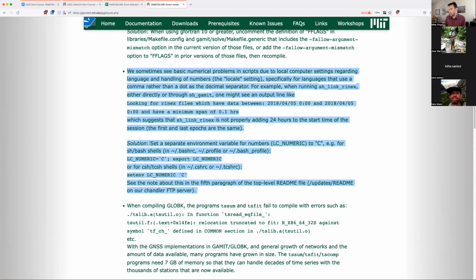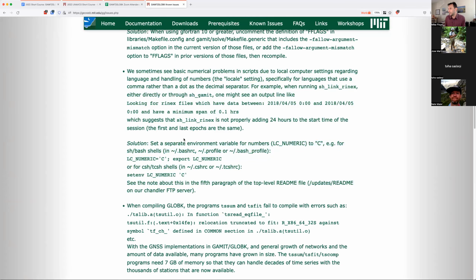And as you can see there, the solution says, set a separate environment variable for numbers, LC_NUMERIC, to C. For example, in bash and similar shells, we add this line to bashrc, profile or bash_profile. It depends which file you have on your system. Or you can do setenv LC_NUMERIC C if you use C shell or TC shell. And there's also a note about this in the README file for the software that we distribute with the source code.